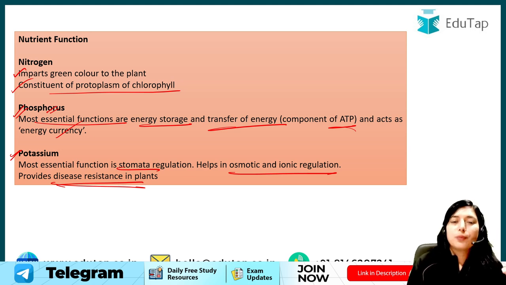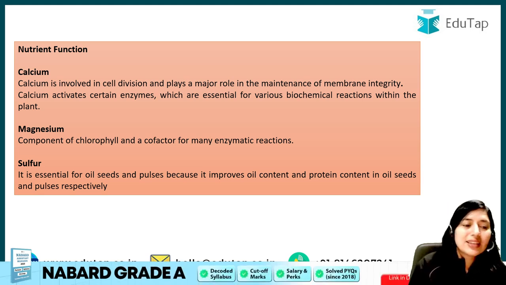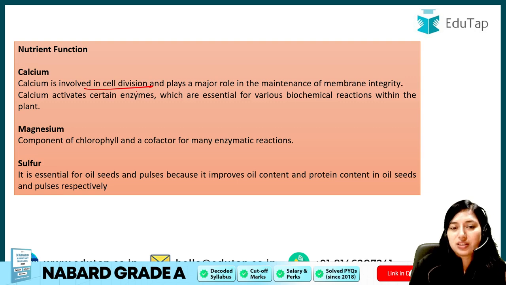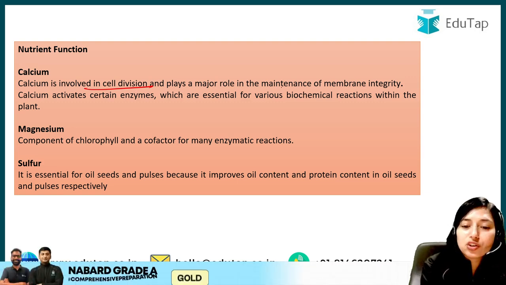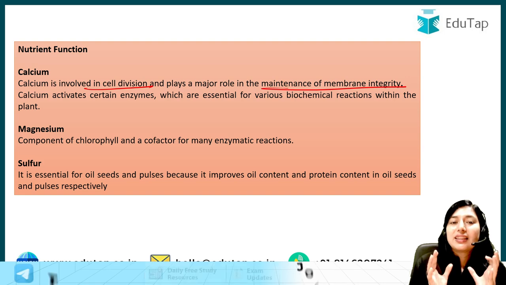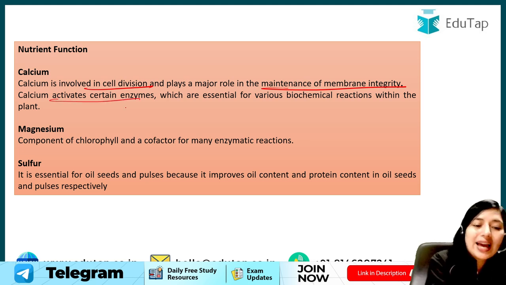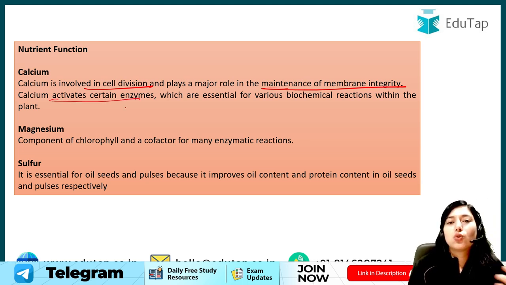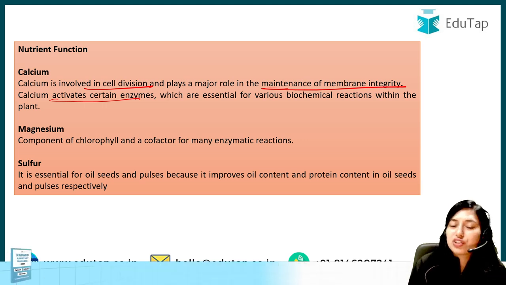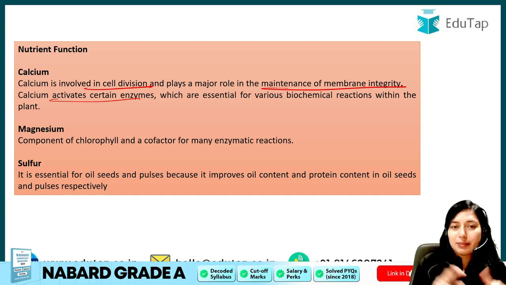Clear? So I hope now role of nitrogen, phosphorus and potassium is clear. Moving on to other important nutrients. So then we have calcium. So students, calcium is basically involved in cell division, ठीक है। Also it has major role in maintenance of membrane integrity. जो plant cell की membrane होती है, the integrity of this cell membrane is maintained by calcium. Clear? Calcium also activates certain enzymes, so it has its role in enzyme activation also, ठीक है। तो calcium का role क्या है? Cell division में help करता है, it maintains the integrity of cell wall, right, cell membrane. Also it activates some enzymes.